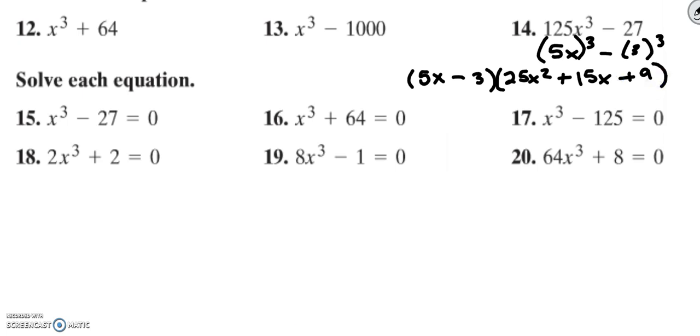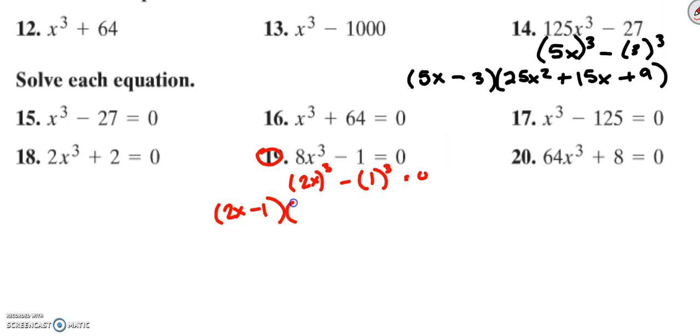Now looking at one of these problems to solve, let's take a look at number 19. So we're going to do the very same thing as we did above. It's a very similar process. We find the cubic root of our first term, which in this case is 2x. And we find the cubic root of our second term, which in this case is 1. So now I'm going to factor this using my difference of cubes. This is going to give me 2x minus 1 in my first group.